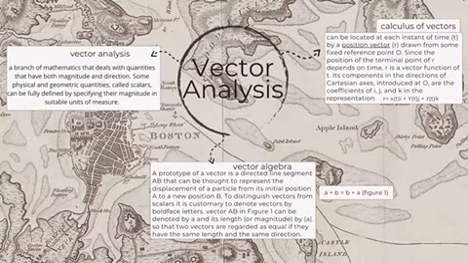In many problems, the location of the initial point of a vector is immaterial, so that two vectors are regarded as equal if they have the same length and the same direction. My last point is calculus of vectors.